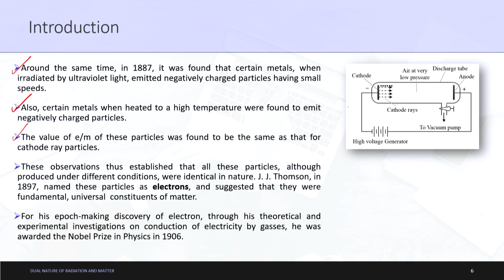So, these observations establish that all these particles, although produced under different conditions, sometimes by passage of electricity, sometimes by passage of ultraviolet light, were identical in nature. J.J. Thomson in 1897 named these particles electrons. When he tried to write a name for the negatively charged particles, he wrote electrons and suggested that they were fundamental universal constituents of matter. These are present everywhere, and that is why it does not depend on whether there is any air or any metal, because electrons are electrons only, negatively charged particles, and hence they will have a constant value of e by m. Let us move on then.